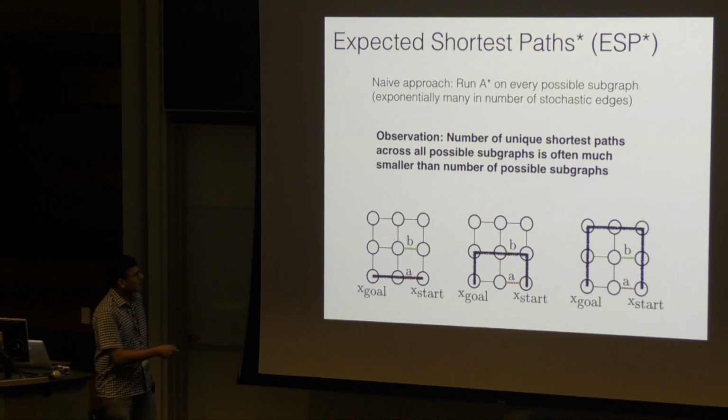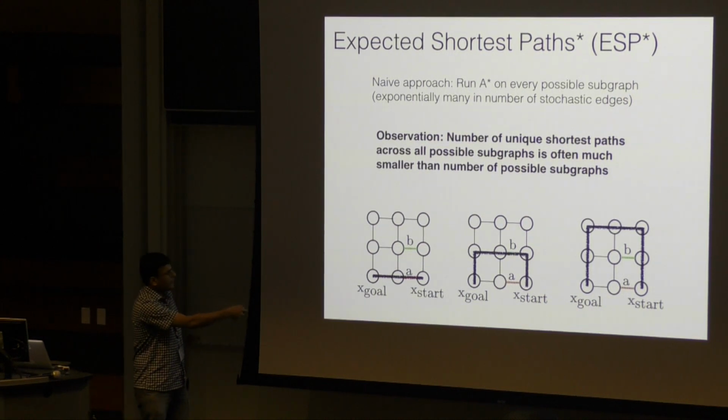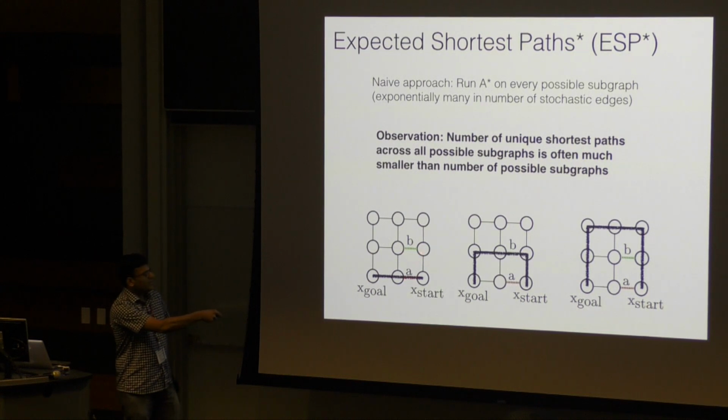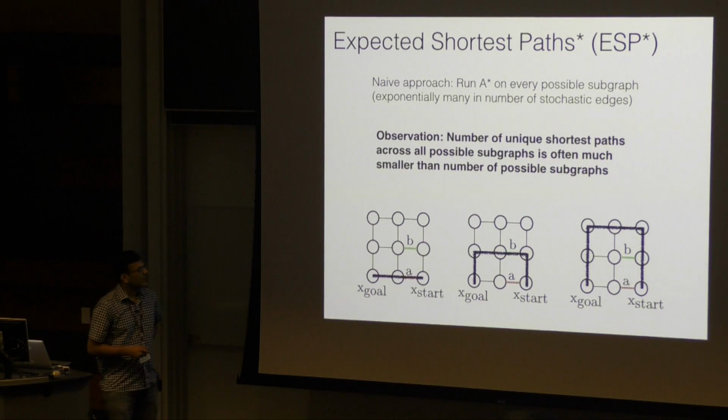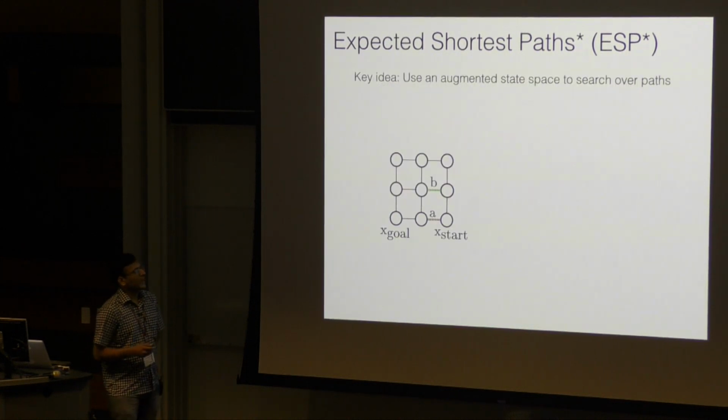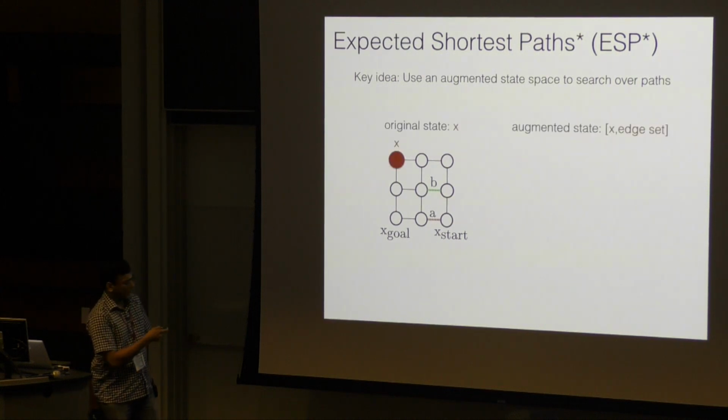So what I mean by that is, if edges A and B both existed, then the existence of B does not really matter. This is going to be the shortest path in both of those cases. So we want to make use of this observation to develop a more efficient algorithm that computes all of these different paths. And the algorithm builds upon this idea of an augmented state space. So let's consider a particular vertex in the graph, x, and we define an augmented state as an appendment of x with a set of edges that are being traversed in getting to that state.